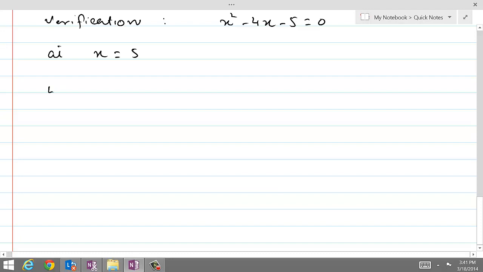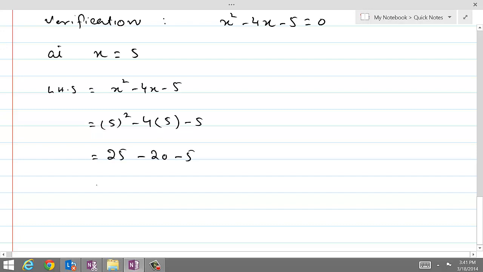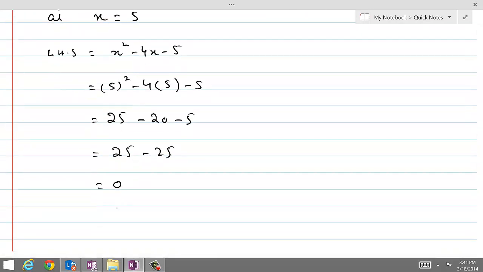The left hand side is x squared minus 4x minus 5, and if we replace x with 5, this is going to be 5 squared minus 4 times 5 minus 5, and this will be equal to 25 minus 4 times 5, which is 20, minus 5, and there you go. This is 25 minus 25, which is equal to 0, and this is equal to the right hand side, which we wanted to prove.